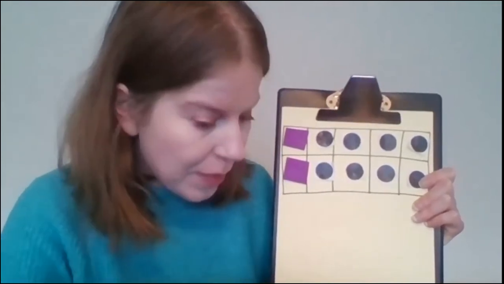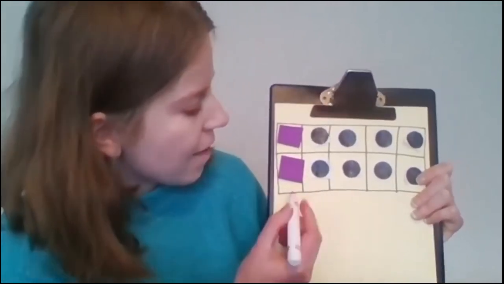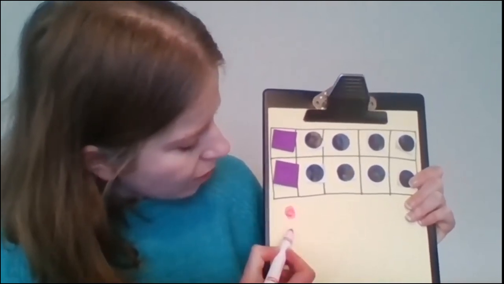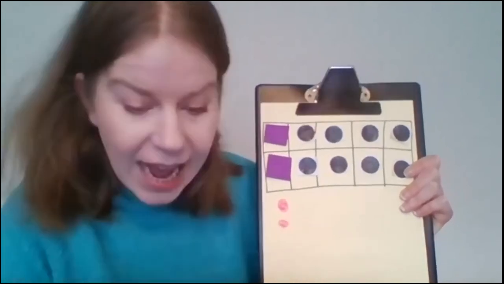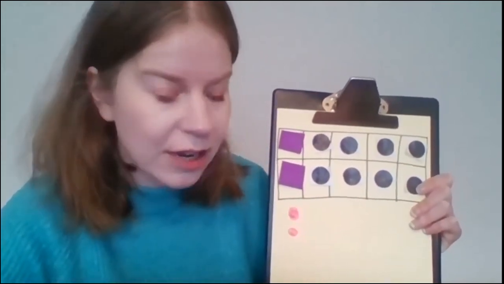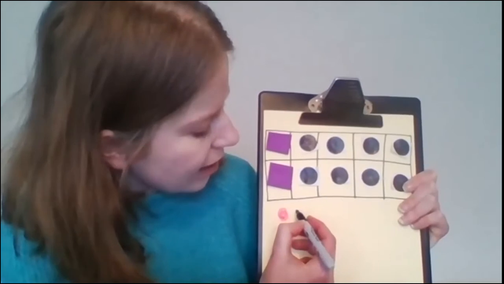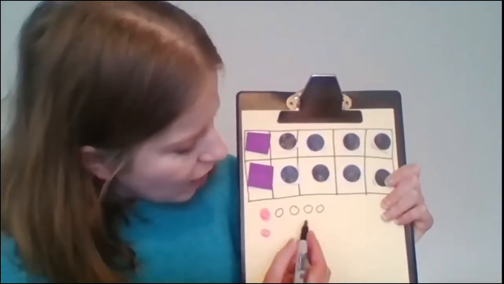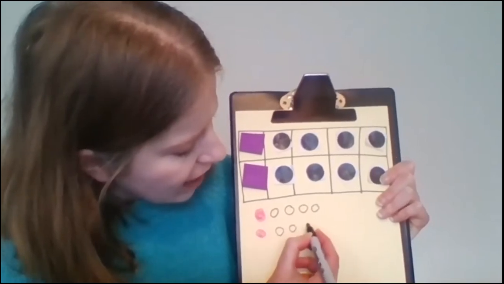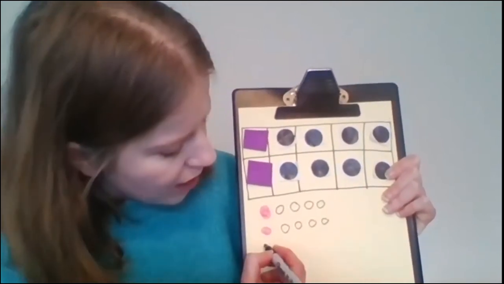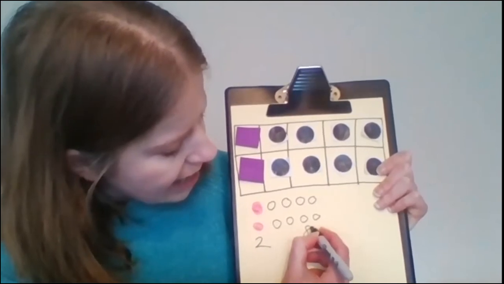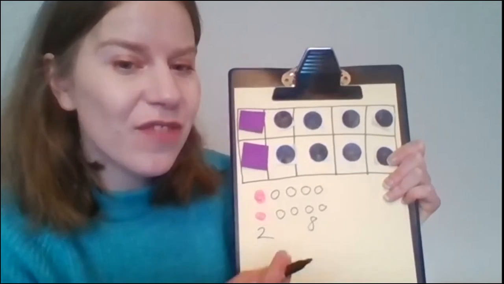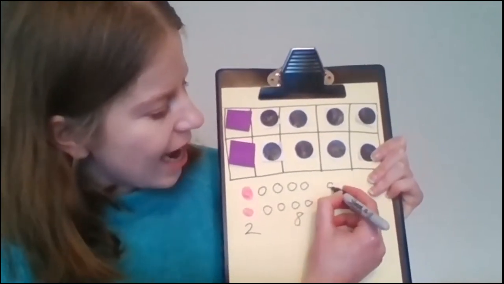So with my purple counters, I have used 2 purple counters. So I'm going to draw that, 2 purple counters. And then how many black counters did I use? 8. So I'm going to draw them 1, 2, 3, 4. I had 4 in a row at the top and 4 in a row underneath. So now we know that 2 add 8 equals, what does it equal? It equals 10, and we can write that as a number sentence.